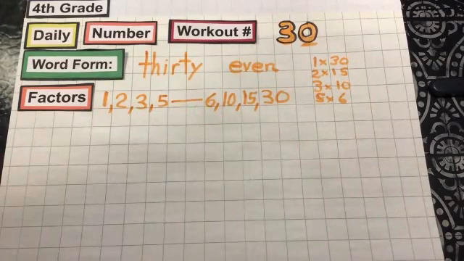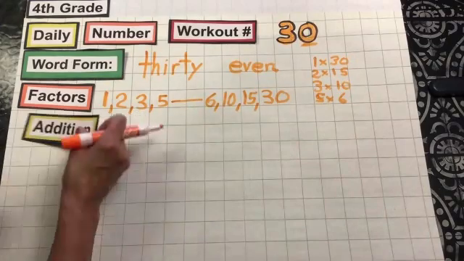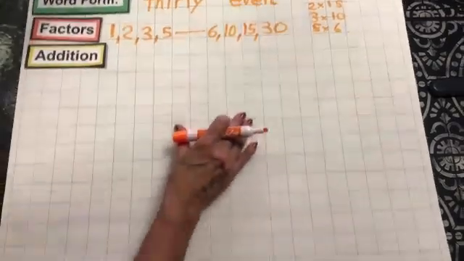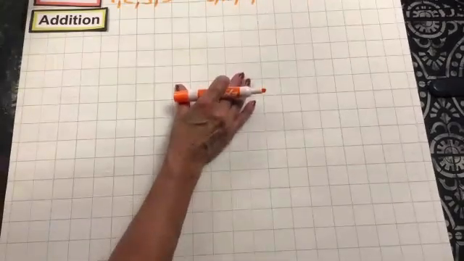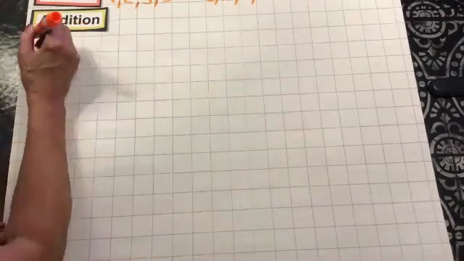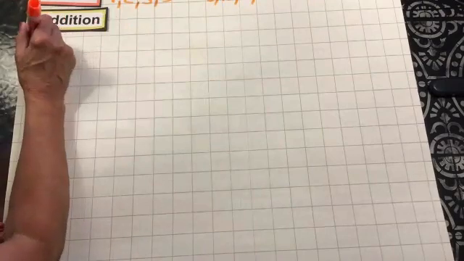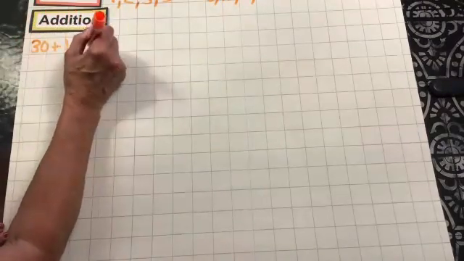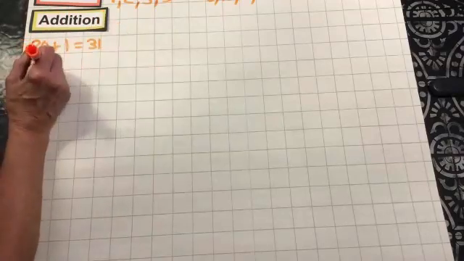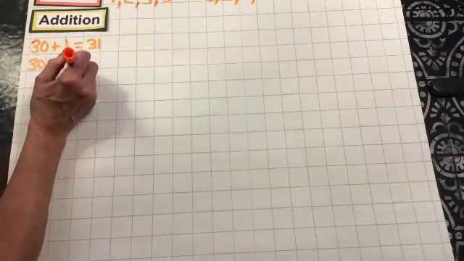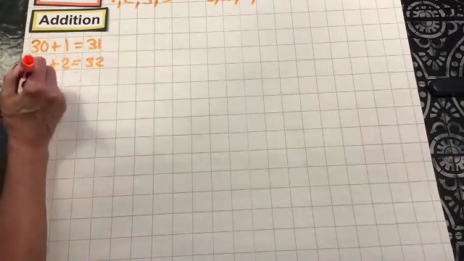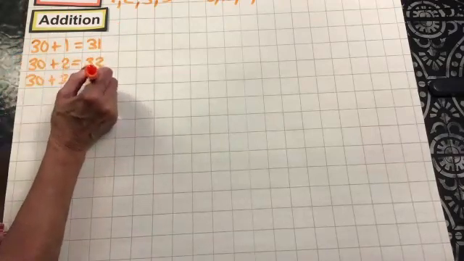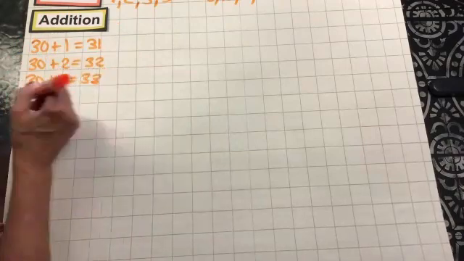All right, let's go for our addition. So I'm going to move my paper up so you can see that clearer. Addition. So this should be pretty easy. Let's start with 30 plus 1 equals 31. 30 plus 2 equals 32. 30 plus 3 equals 33. I bet you just flew right through these.